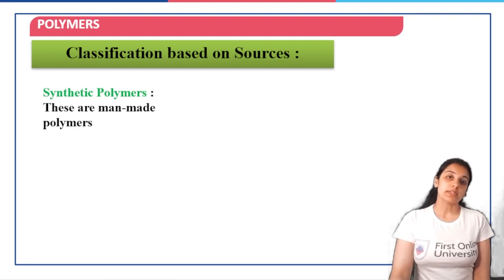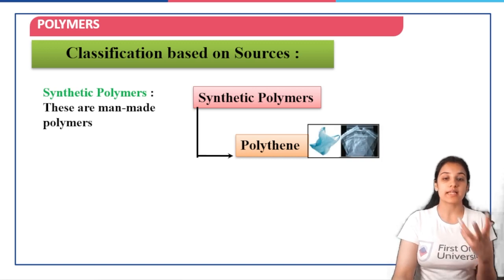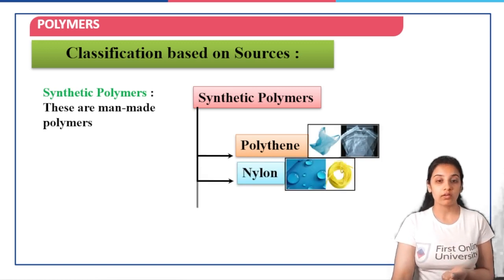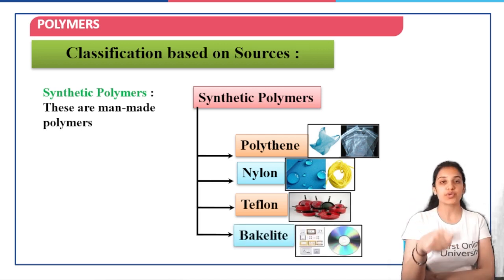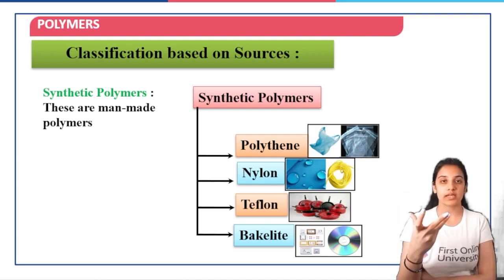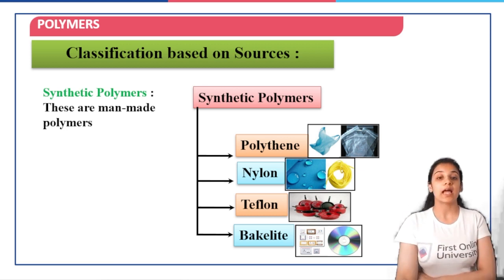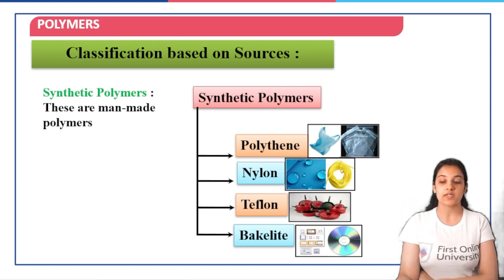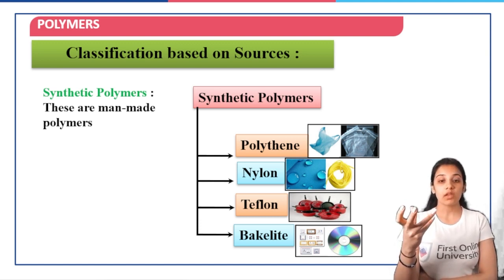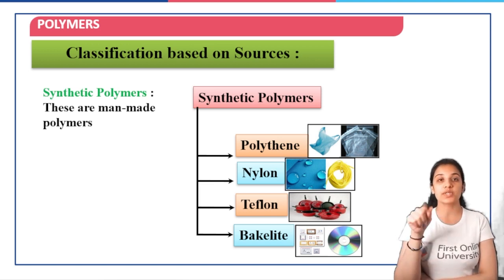Then what are synthetic polymers? Synthetic polymers are completely man-made polymers, and the examples include polythene, nylon. We have Teflon also, bakelite. So polythene, as I've already told you, is used to carry your material, like when you have to carry things. Polythene, you know what polythene is. Then nylon is basically used in making of ropes and other such materials. Teflon is used to make utensils, okay, and bakelite is basically used in the switchboards.